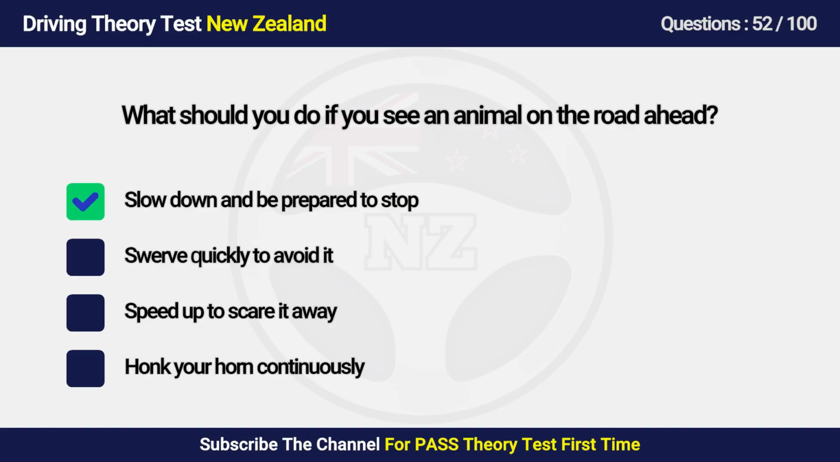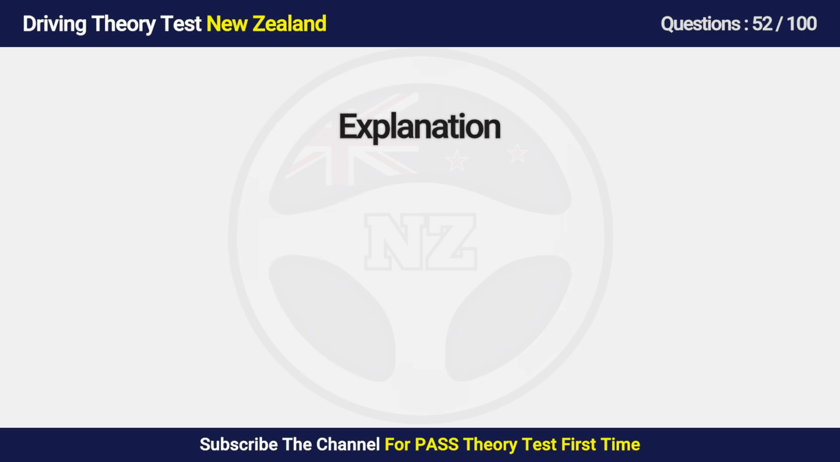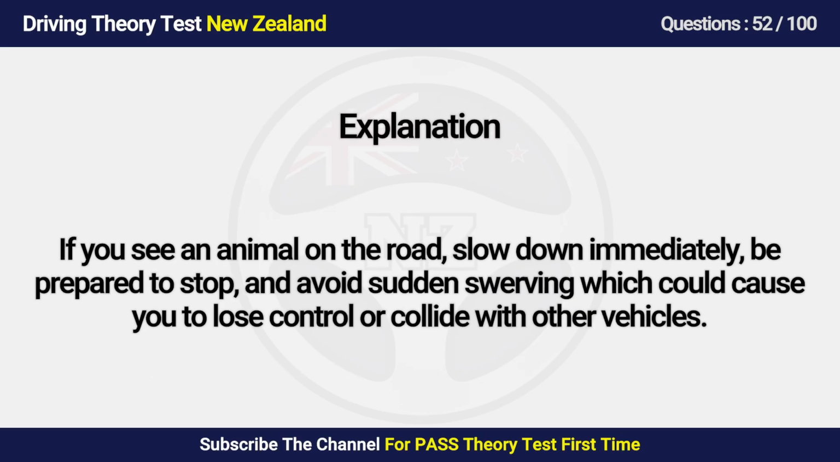Answer is A, slow down and be prepared to stop. If you see an animal on the road, slow down immediately, be prepared to stop, and avoid sudden swerving, which could cause you to lose control or collide with other vehicles.